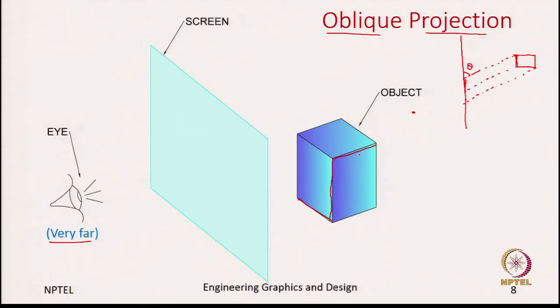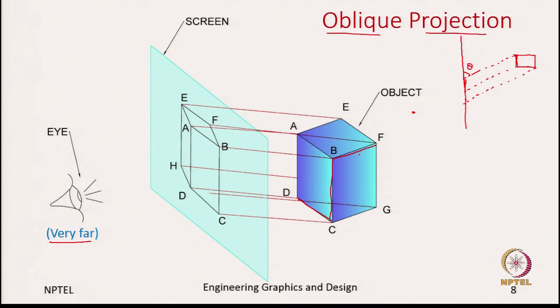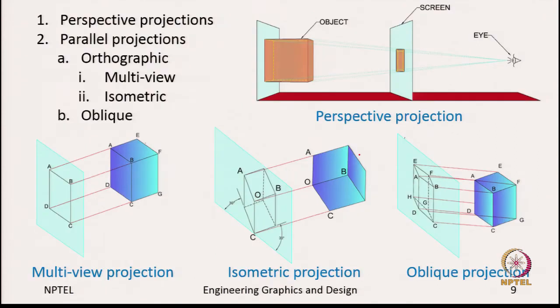Okay. So, now we have looked at the 4 different kinds of projections which are most commonly used in engineering practices. Now, let us try to summarize. This is how the object looks on the projected plane, but let us summarize. How is perspective projection different from the other 3? It is different because the projectors are converging in the perspective, but in the other 3, which are the multi-view, isometric and oblique projections, the projectors are parallel.